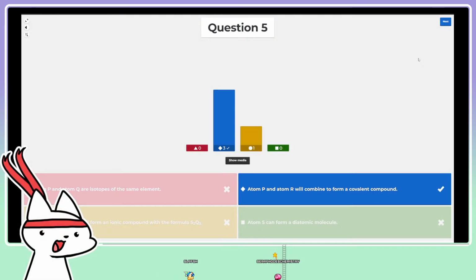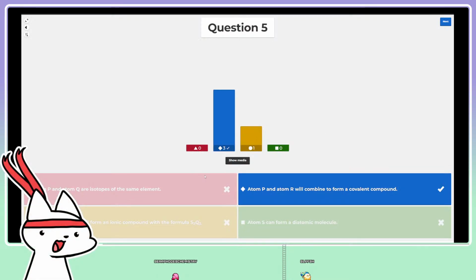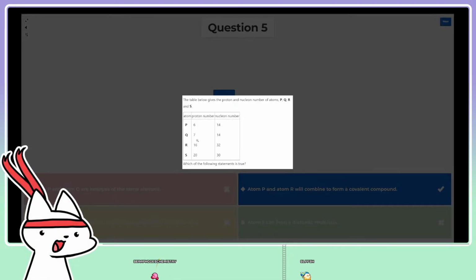Okay, in this case, P and R will combine to form a covalent compound because P is 2.4, R is 2.8.6. Non-metals share electrons with each other to form covalent bonds. So blue is correct. Yellow is Q and S. Q will be 2.5, S will be 2.8.8.2, that is 20. So metal and non-metal is ionic, correct.